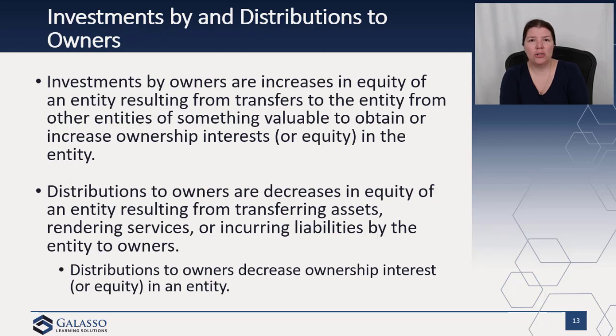Then we have our next 2, which are still deemed to be part of the major overall concepts here, which is investments by and distributions to owners. So investments by owners are increases in equity of an entity resulting from transfers to the entity from other entities of something valuable to obtain or increase ownership interest or equity in the entity. And a distribution to owner are decreases in equity of an entity resulting from transferring assets, rendering services, or incurring liabilities by the entity to owners. And so distributions decrease our ownership interest.